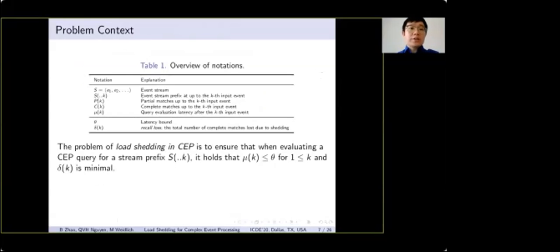We now define the problem of CEP load shedding. It is to ensure that when evaluating a CEP query for a stream, the latency is below a predefined threshold, such that the loss of results caused by load shedding is minimal.